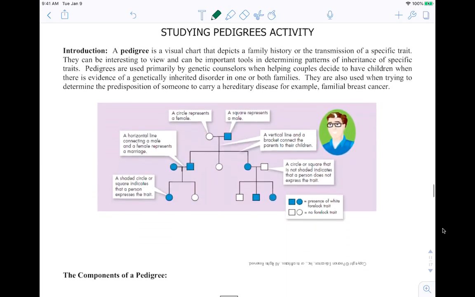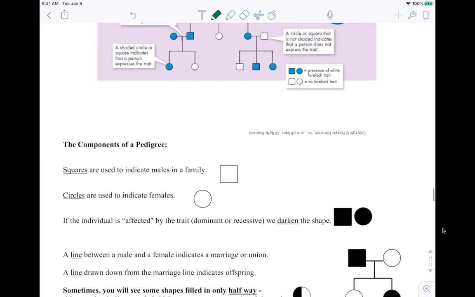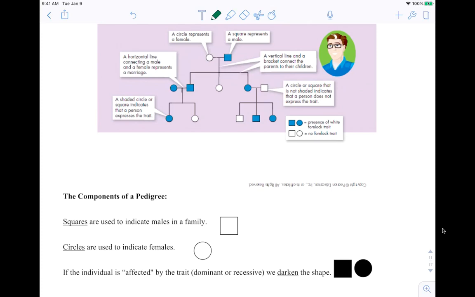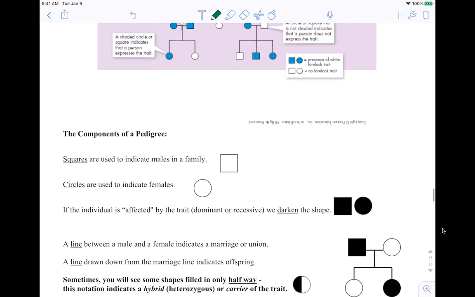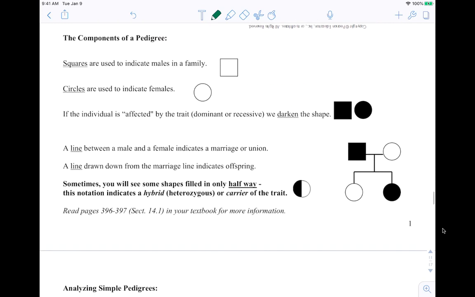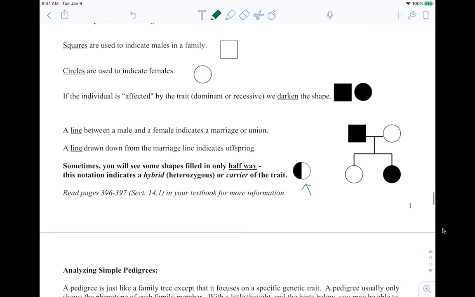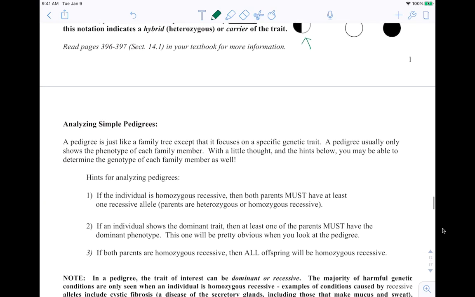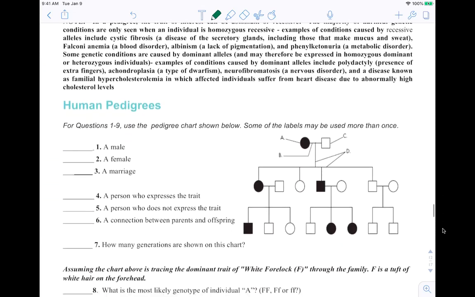Pedigrees. Okay, so pedigrees: the circles are females, the squares are males. If they're colored in, it means that they have the trait. Sometimes they like to do half-filled symbols, which means that she is a heterozygous individual. They don't always have to do that because if they're a heterozygous individual and it's a recessive trait, they're not actually affected by the trait. So the easiest way to do this is to just start looking at one.